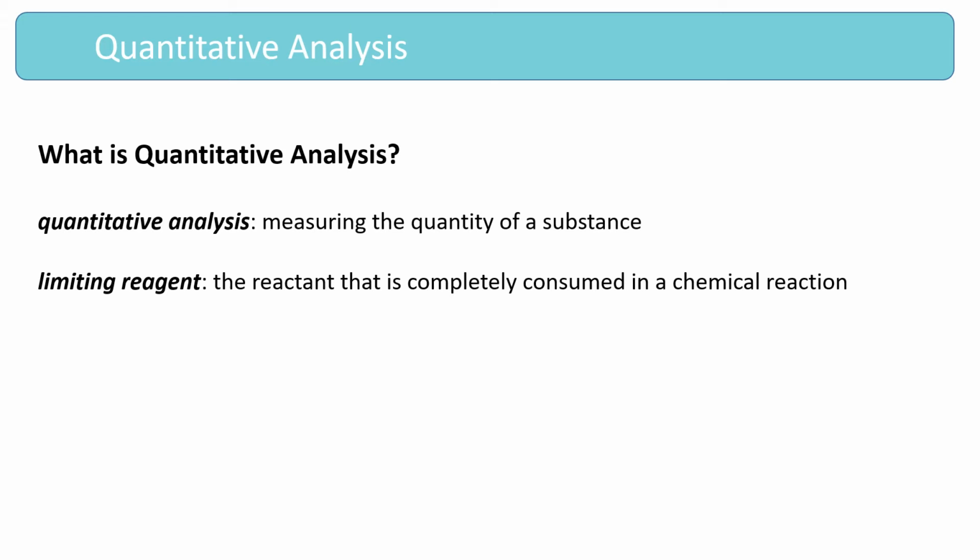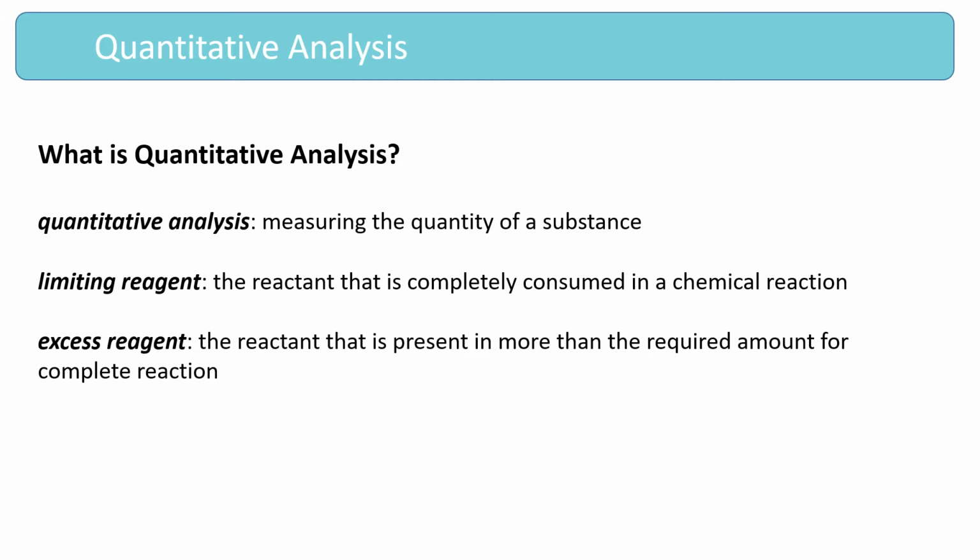There are two terms that we use to talk about the quantity of substances in a chemical reaction. The first is limiting reagent. This is the reactant that is completely consumed during a chemical reaction. When it's consumed, the reaction will stop. The excess reagent is the opposite. It's the reactant that is present in more than the required amount to complete the reaction.